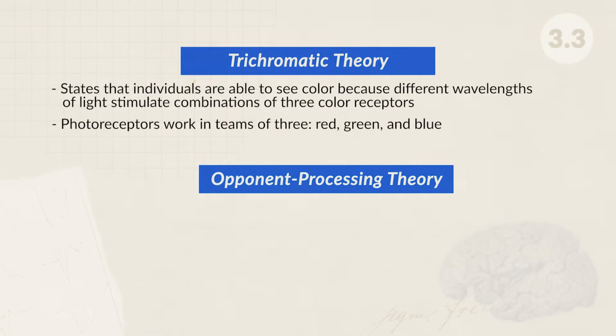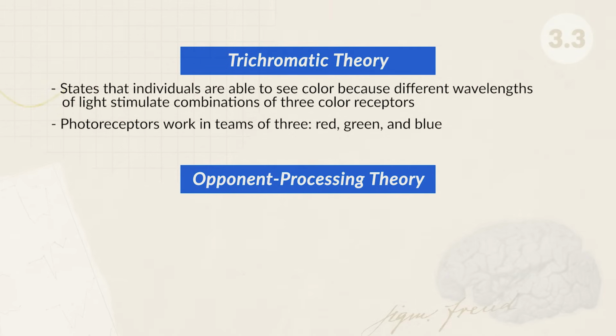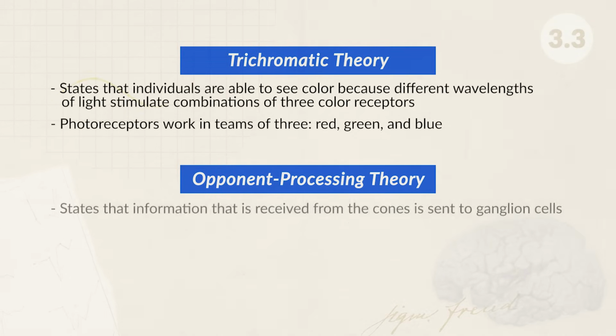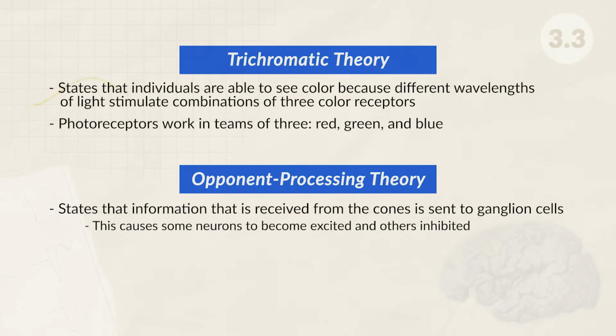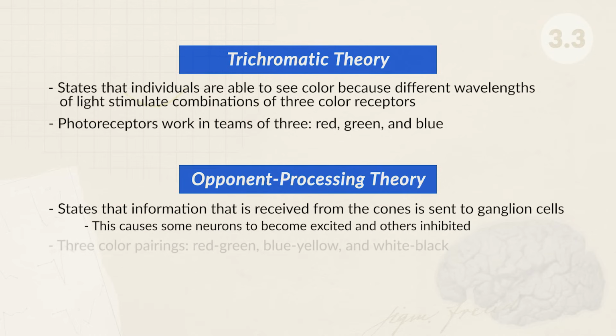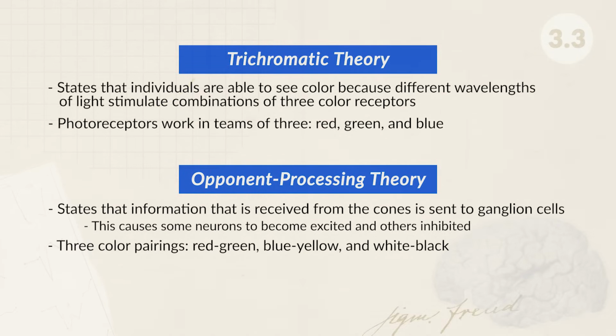Next is the opponent processing theory, which complements the trichromatic theory. This theory states that the information that is received from the cones is sent to the ganglion cells. This causes some neurons to become excited and others inhibited. We all have three color pairings: red-green, blue-yellow, and black-white. That's a really quick overview of those two theories.